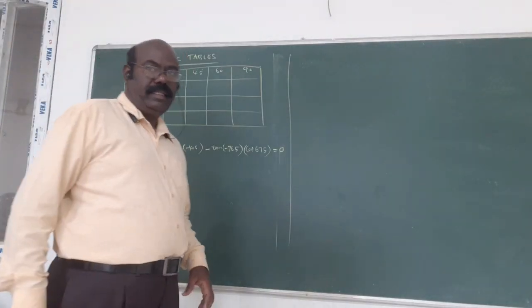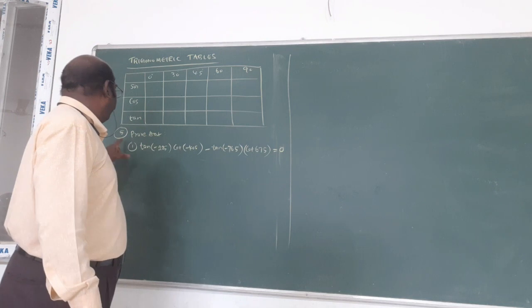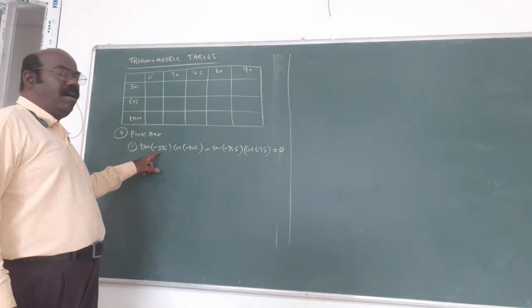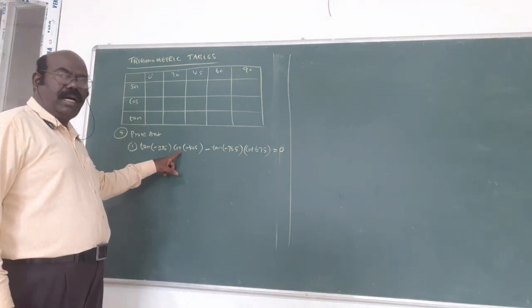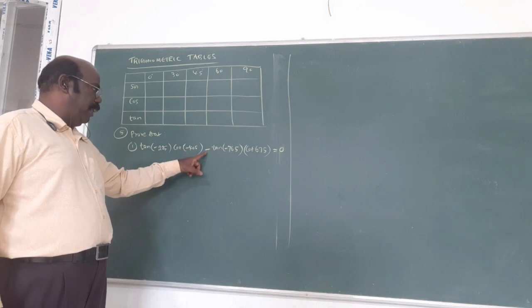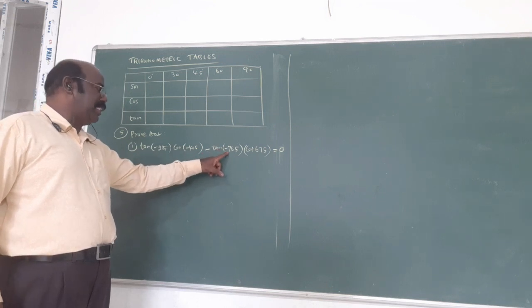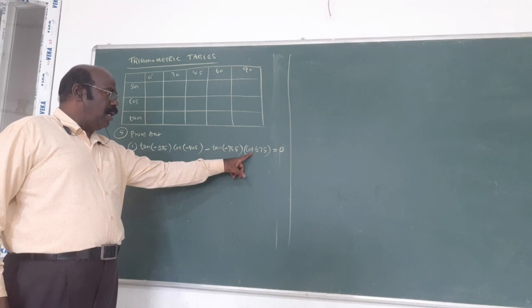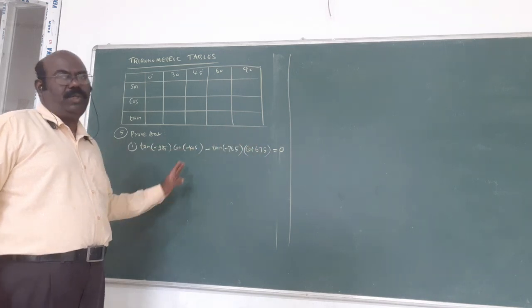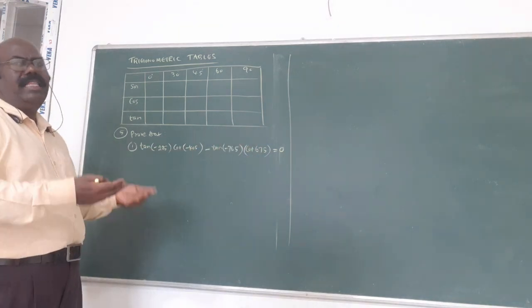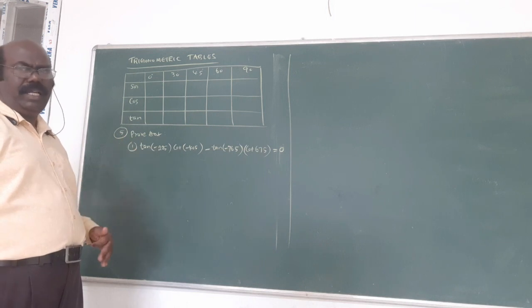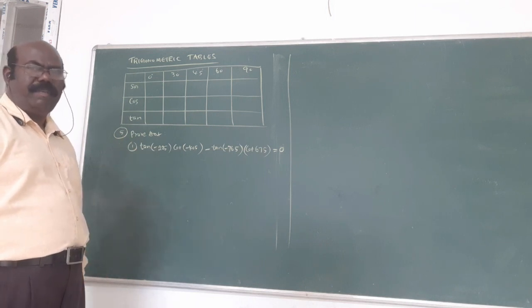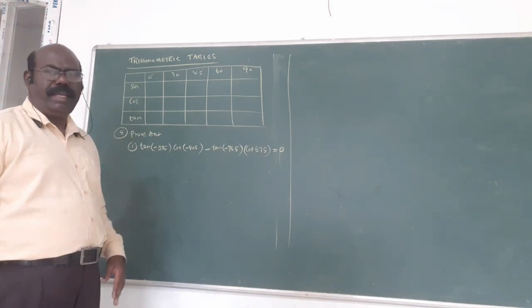Now listen here. The next one: you must prove that tan of minus 225, cot of minus 405, minus tan of minus 765 into cot of 675 equals 0. You want to prove this. Anyway, this type of problem uses the previous idea only. More than 90, what is the idea?